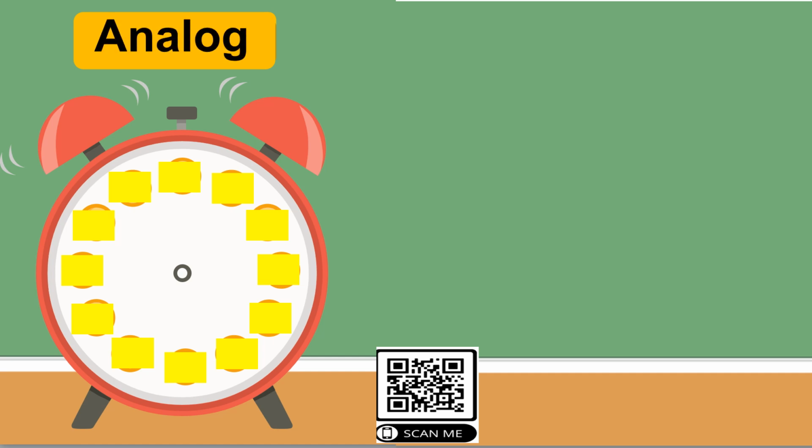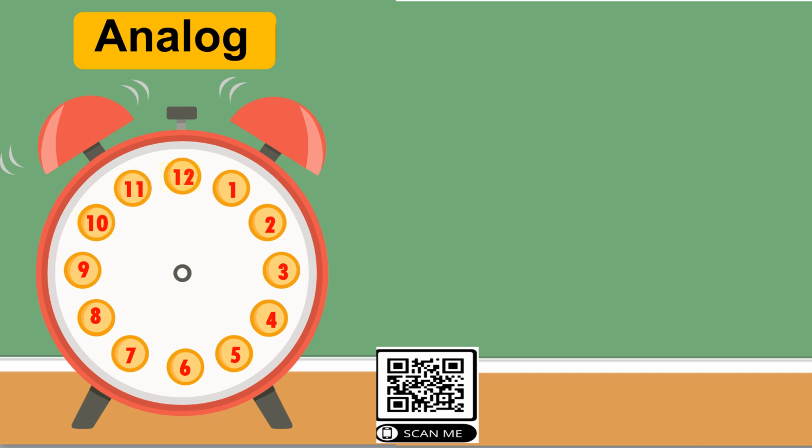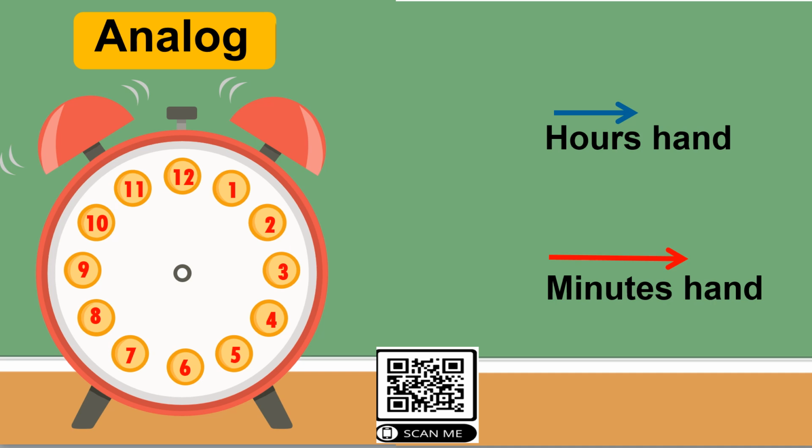In this form we have numbers that start from 1, 2, 3, 4, 5, 6, 7, 8, 9, 10, 11, 12. So it starts from 1 to 12. In this analog clock face we have two hands. We call the short hand the hours hand, and we call the long hand the minutes hand. Here we have the word hours, very short, so it will take the short hand. And here we have the word minutes, it's very long, so it will take the long hand.